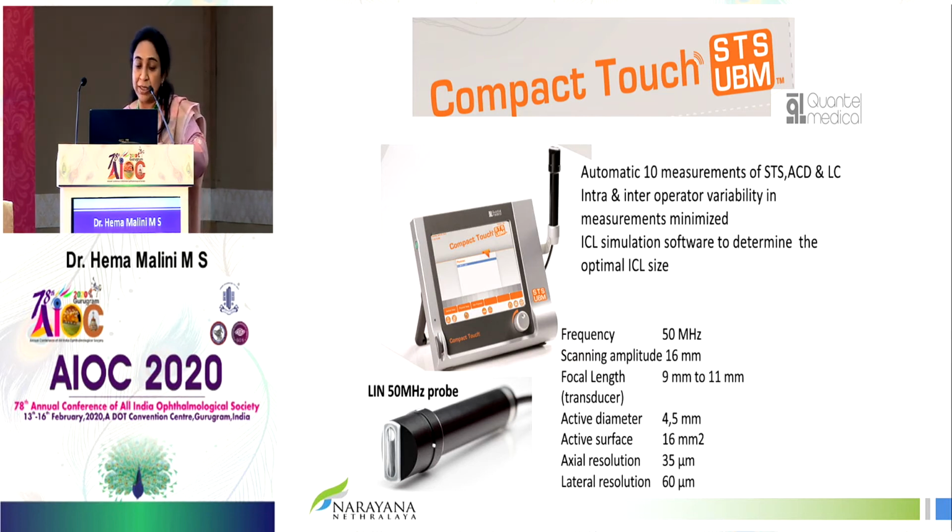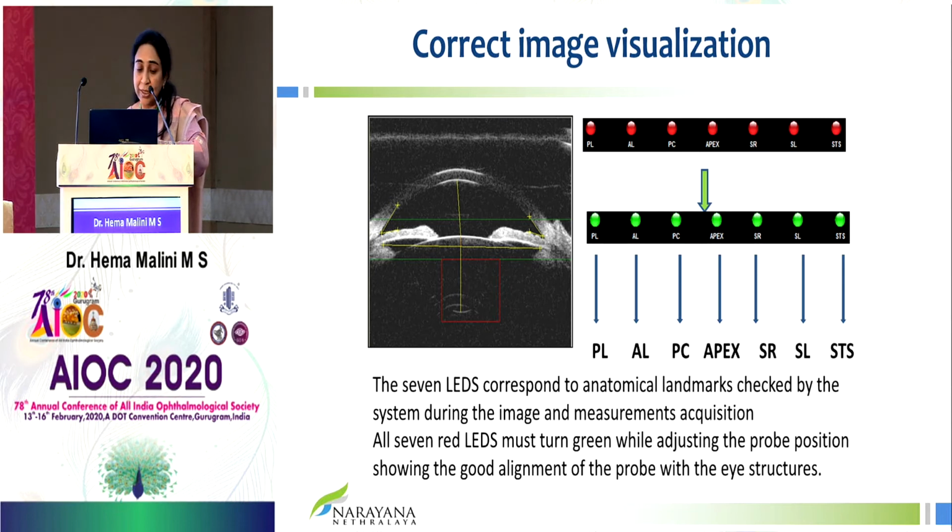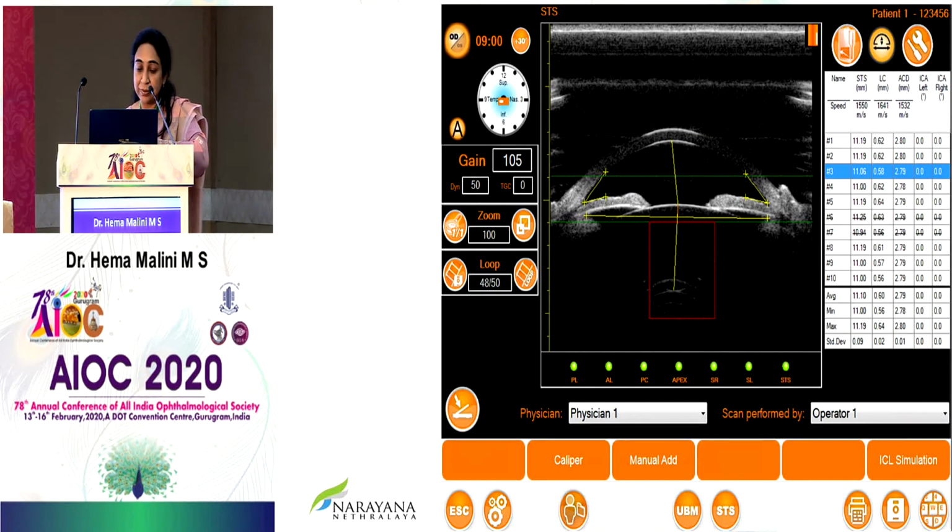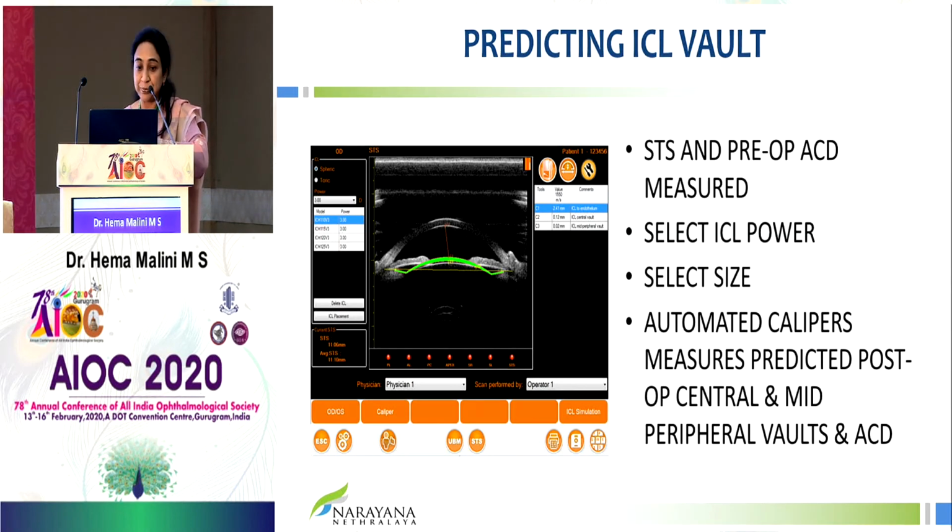The Compact Touch STS UBM by Quantel Medical gives automated 10 measurements. Along with the STS measurements, it also gives us ACD and lens curvature measurements. Here the machine has a pre-fed set of parameters that have to be aligned along with the probe for us to get accurate measurements. This is how the machine gives automated 10 values with a standard deviation of 0.1.